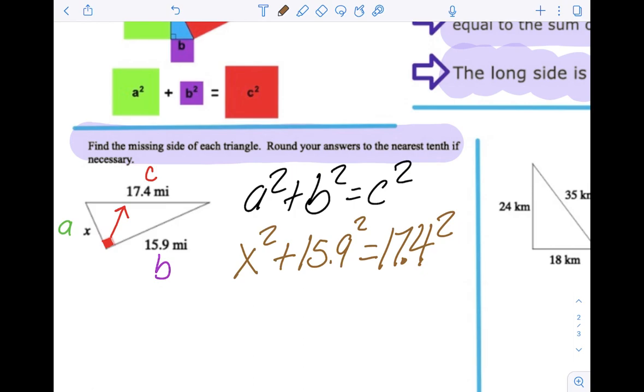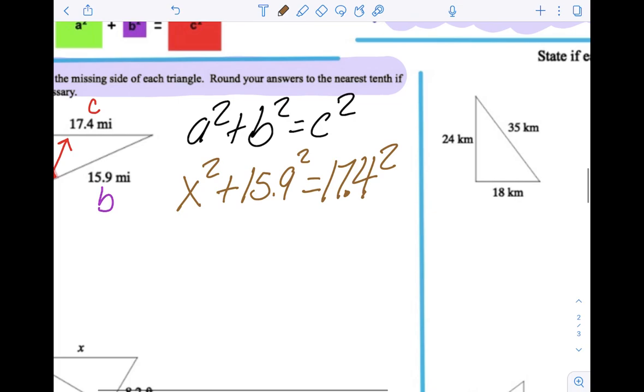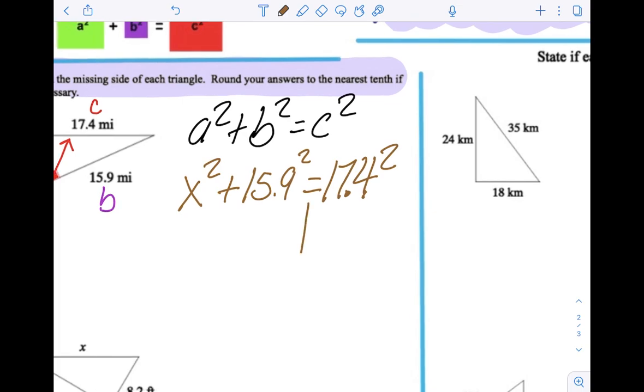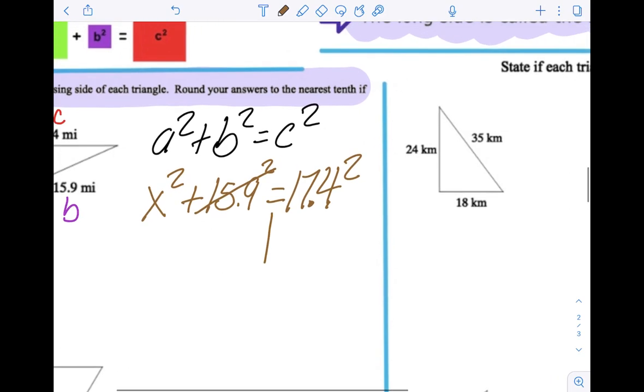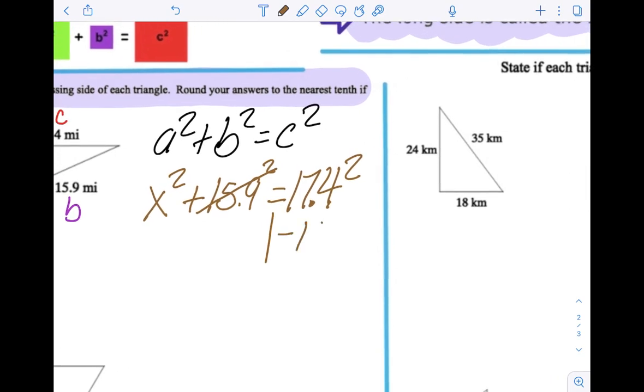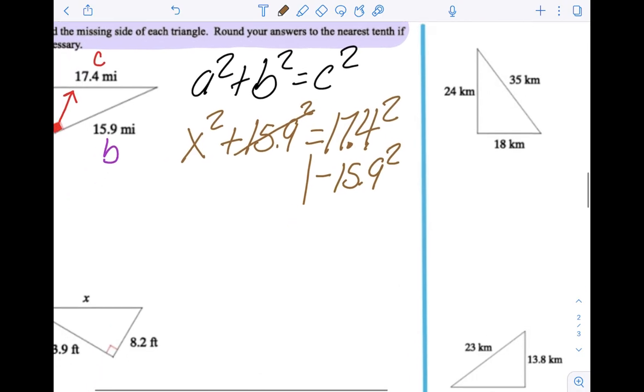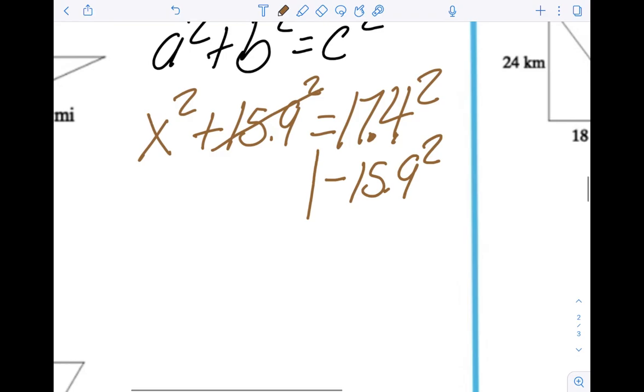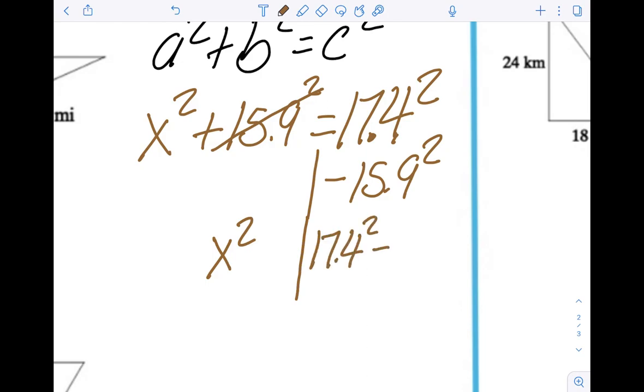All right. So from here, I'm trying to get x by itself, right? So what I'm going to do is subtract this 15.9 squared. I'm going to move it over, and bring 15.9 squared over that way. Now, what I have left is this: I have x squared on that side, and I have 17.4 squared minus 15.9 squared, just like that.